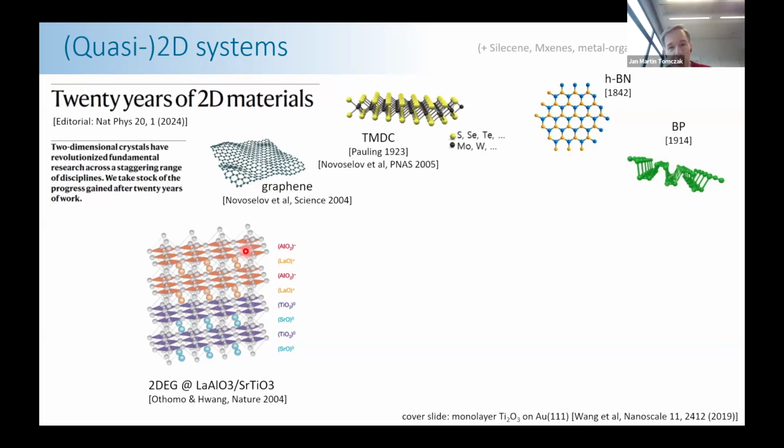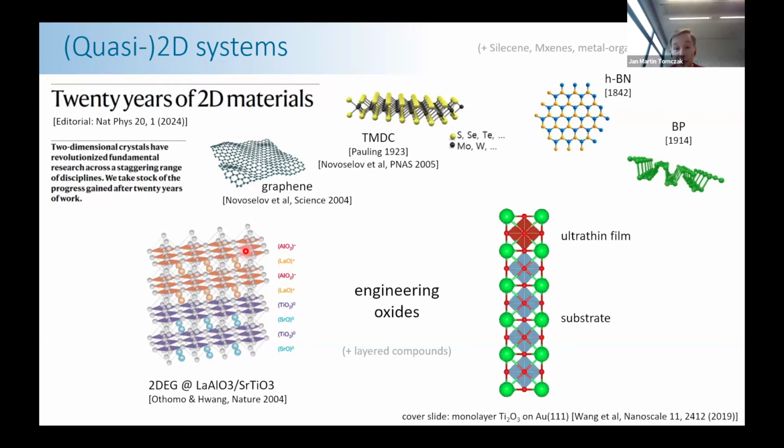yet another route to obtain 2D systems, and that is atomically precise deposition of individual layers on substrates, with which you can deposit oxides and other systems on a substrate layer by layer, and you can really control it. You have one layer, two layers, three layers, you get atomic control, and that is another route towards quasi-2D systems on an insulating substrate.